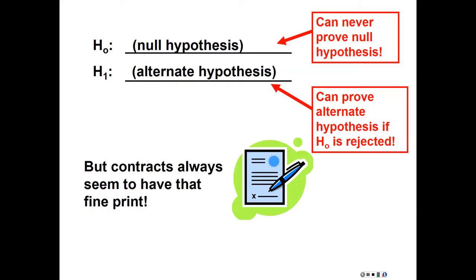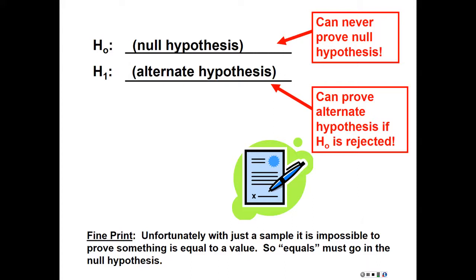And contracts always have fine print, and the fine print is that unfortunately with just a sample, it's impossible to prove something that is equal to a value. So the equal has to go in the null. Okay? It is true that the mean is, that means the mean equals. The proportion of the population is, that means p equals. So the equals always has to go in H0.